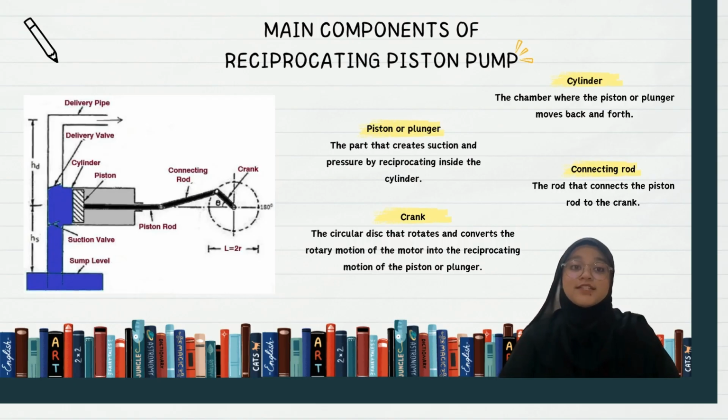I will continue to the next slide, which is the main components of the reciprocating piston pump. The first one is the cylinder, the chamber where the piston or plunger moves back and forth. The next one is the piston or plunger, the part that creates the suction and pressure by reciprocating inside the cylinder. Next is the connecting rod, the rod that connects the piston rod to the crank.